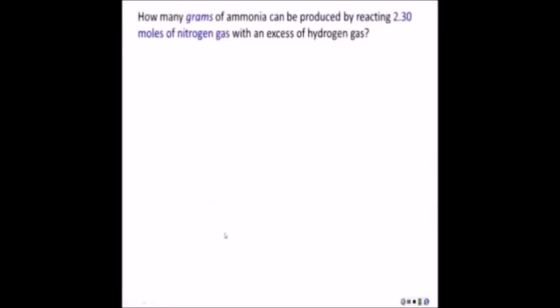Now here's a question involving grams, which is more common. How many grams of ammonia can be produced by reacting 2.30 moles of nitrogen gas? So now we have a combination of moles and grams here. Again, the first thing I want to do is write my question. Here's the given information. Here's what I'm looking for. Now I'm going to need conversion factors to solve this one. There's going to be more than one conversion factor, so I want to plan this out.